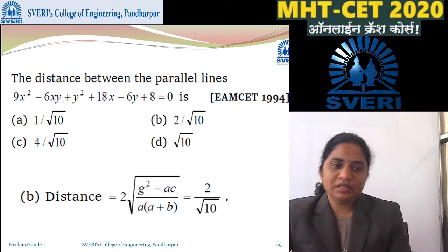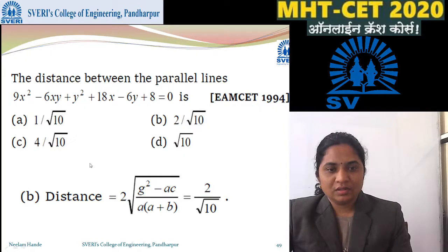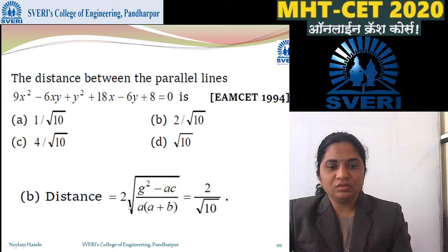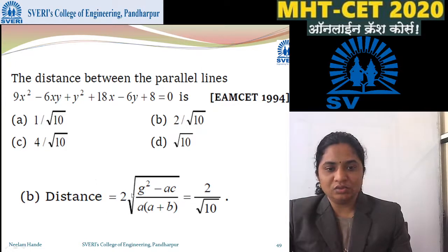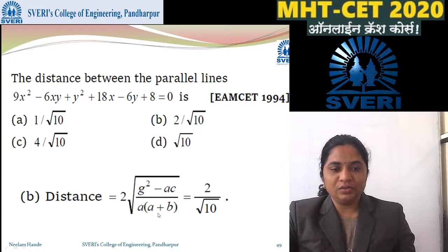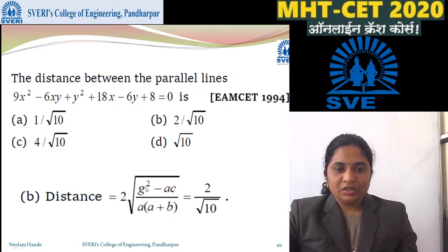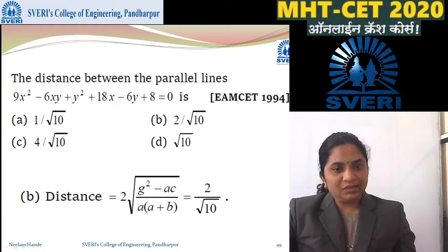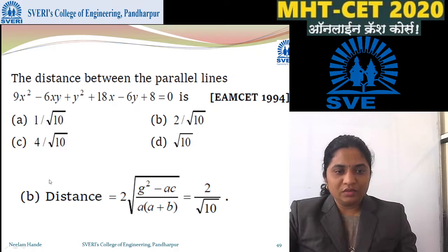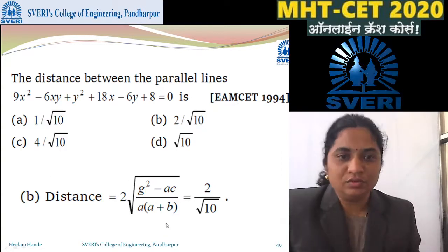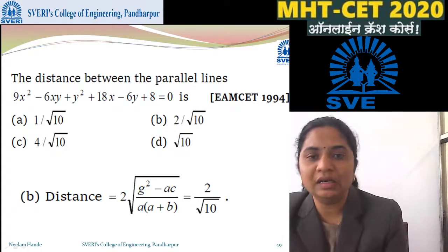Next, the distance between the parallel lines. Again the same formula is here. The distance between the parallel lines, the formula is 2 into root g square minus ac upon a into a plus b. We find all by comparing g, a, b, c, substitute the values here and we will get 2 by root 10. The very important formula you have to remember is 2 into root g square minus ac upon a into a plus b. This is the distance between parallel lines.